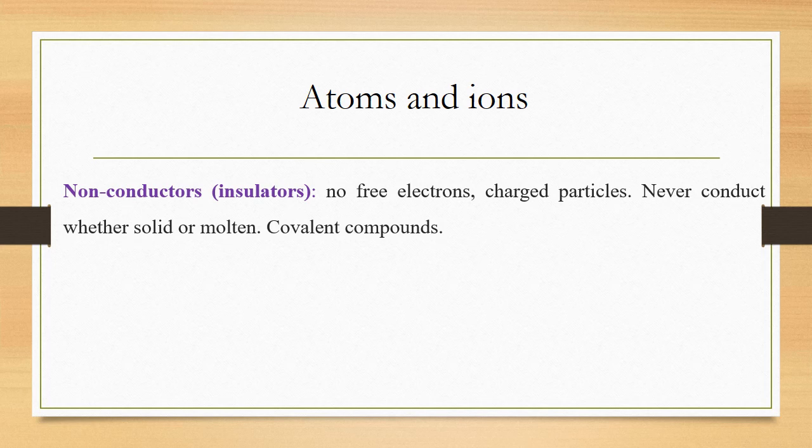Okay, so you have non-conductors, which we know as insulators. They have no free electrons. Charged particles never conduct whether solid or molten. These are known as covalent compounds.